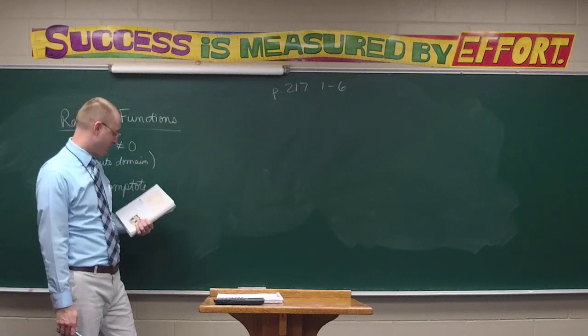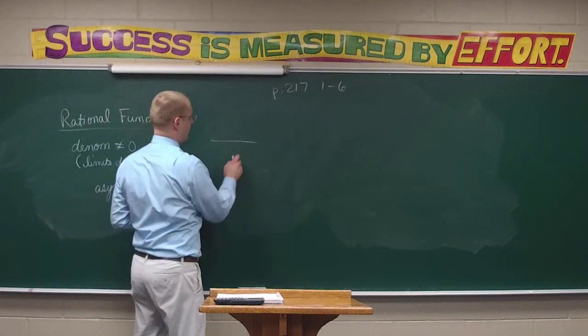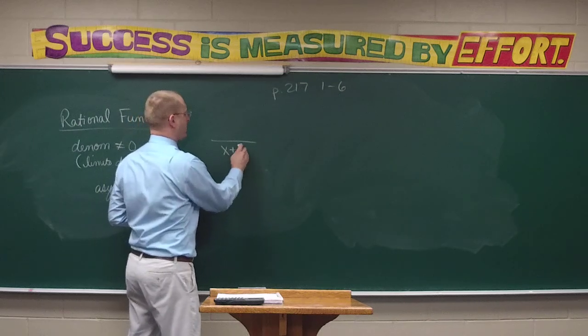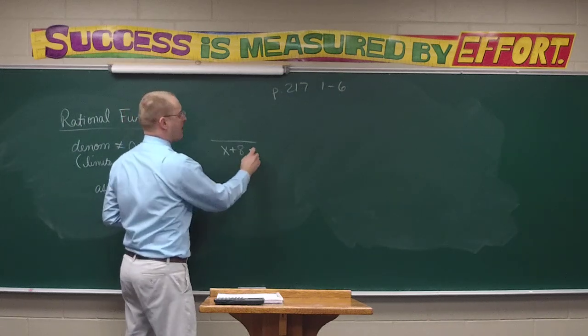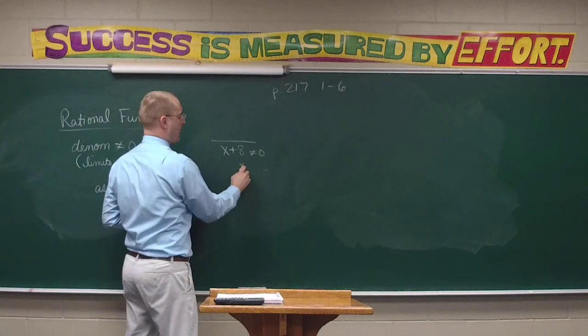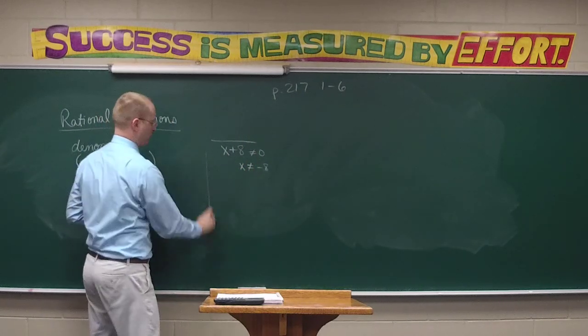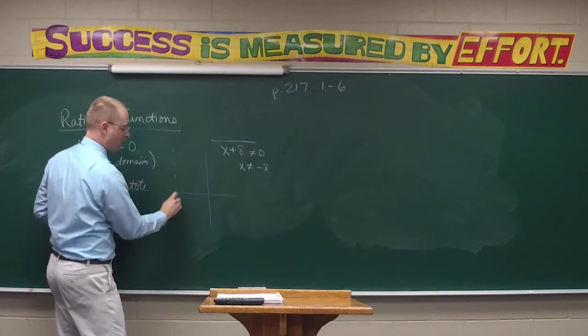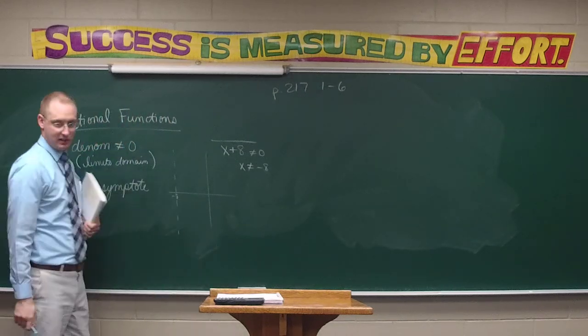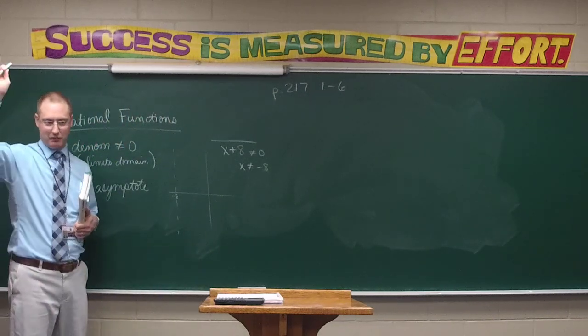Pencils down, even if you're not finished. Number one, the denominator. I don't care about the numerator right now. I just care about the denominator. It says x plus 8. If I set that unequal to 0, class, x cannot equal negative 8, then that's where my asymptote is. My asymptote is going to be at negative 8 on the x-axis. Makes sense? How many had negative 8?